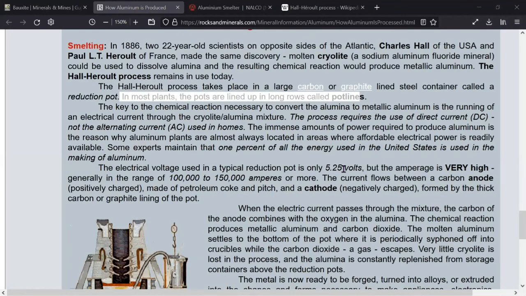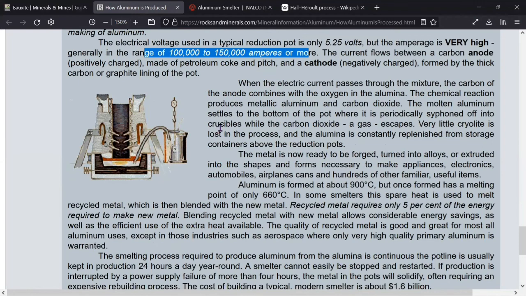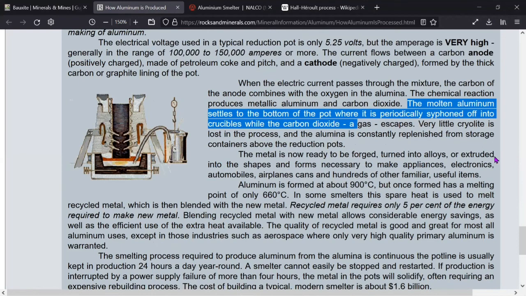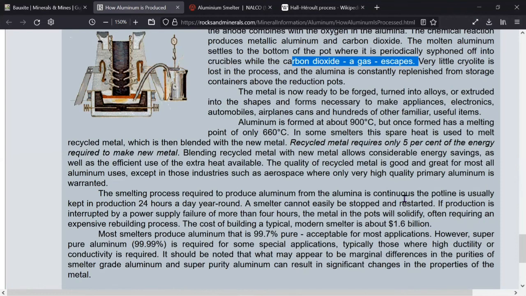If you see, the voltage is only 5.25, but if you see the temperature, it is 100,000 and more. Can you see this? Yes. And this molten aluminium settles down and it is siphoned off. So the carbon dioxide escapes, and so the rest is easy.